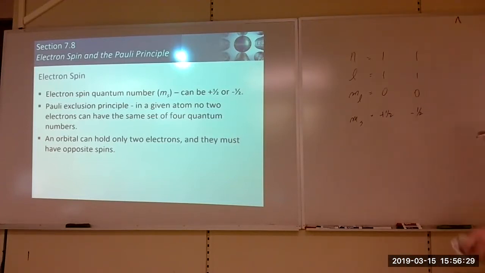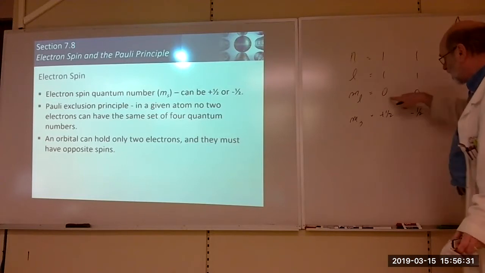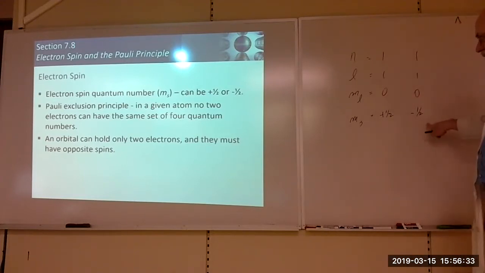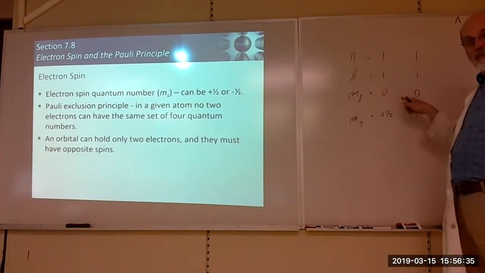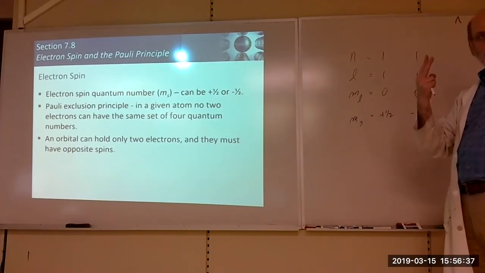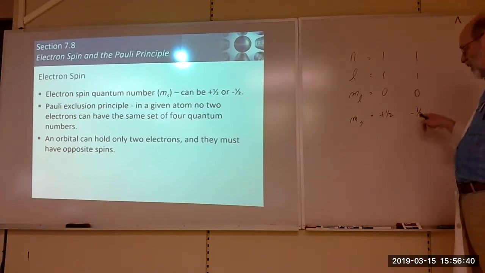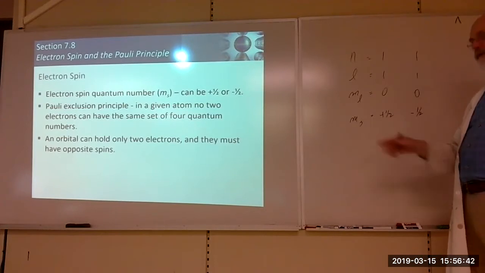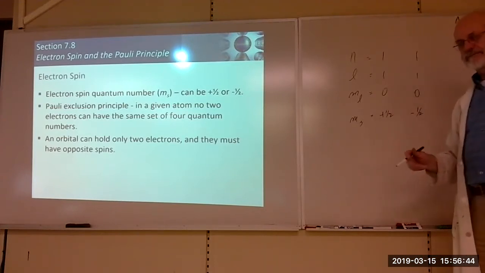Now, once you get down to this level, once you've identified your m sub l orbital, then that orbital can only hold 2 electrons. One of them has to be this, one of them has to be that. If there are 2 of them together, they have to be opposite spins.